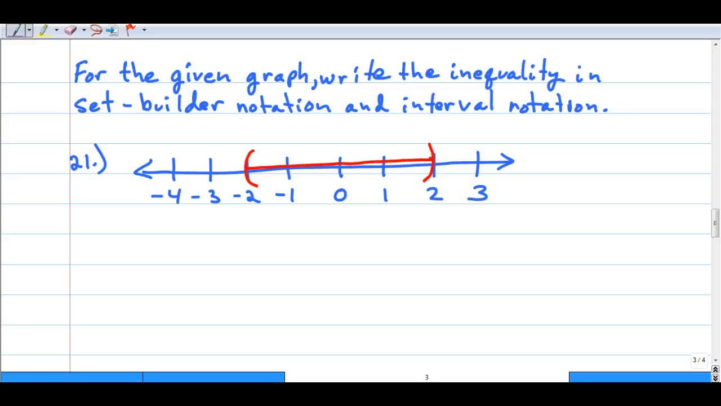Okay, now for question number 21. The instructions read, for the given graph, write the inequality in set builder notation and interval notation. I'm going to start with the interval notation, and that's because when we have a graph, we can actually copy the interval notation directly off the graph.